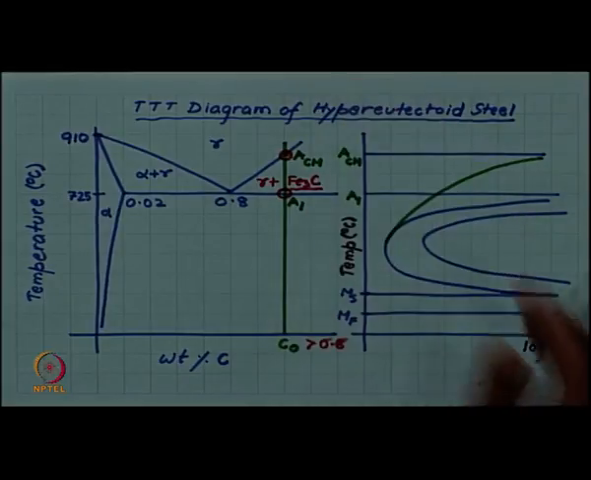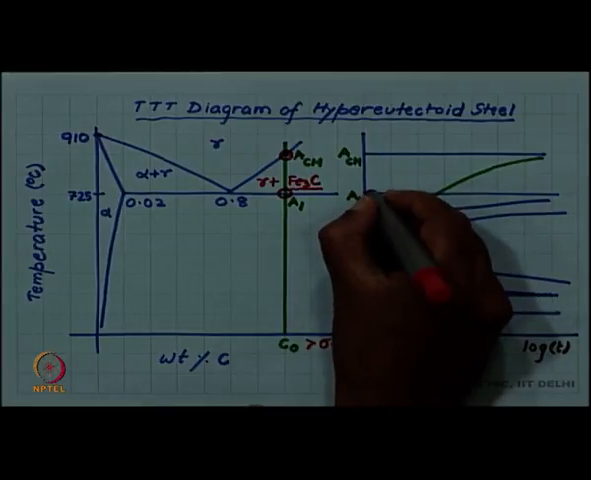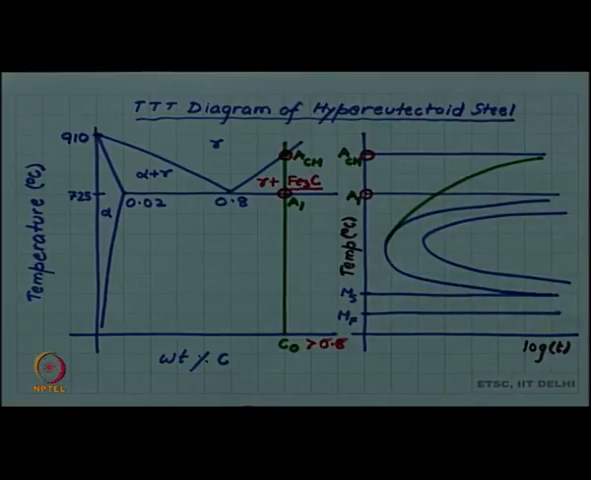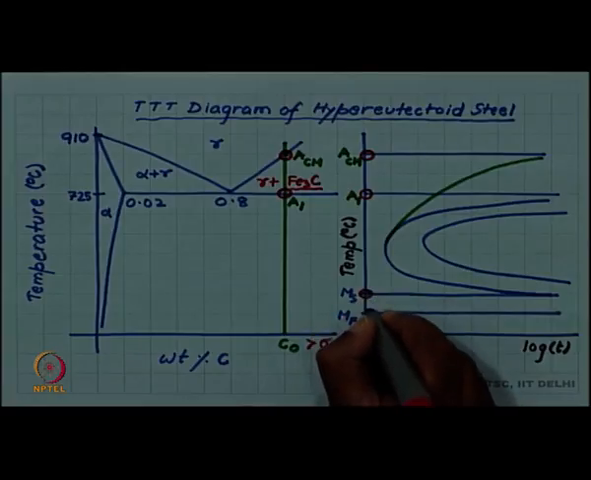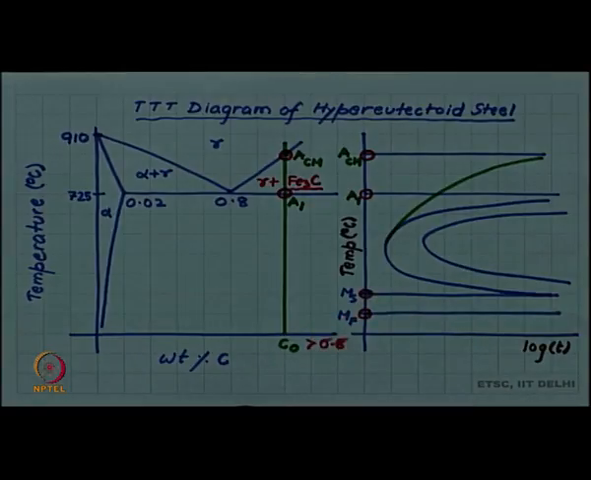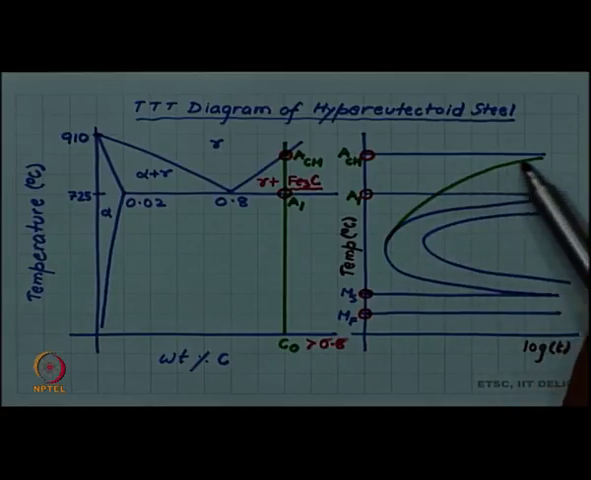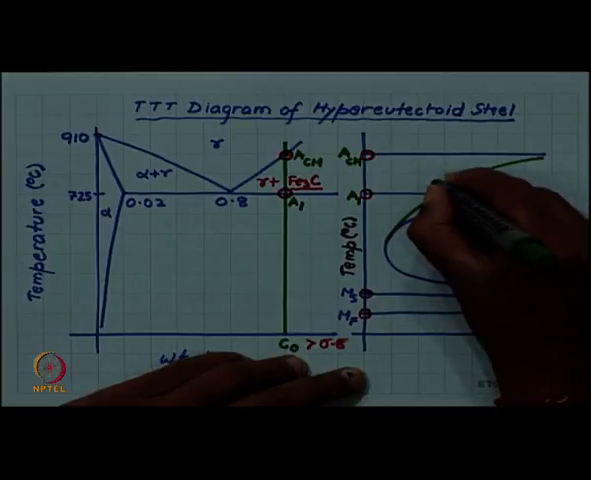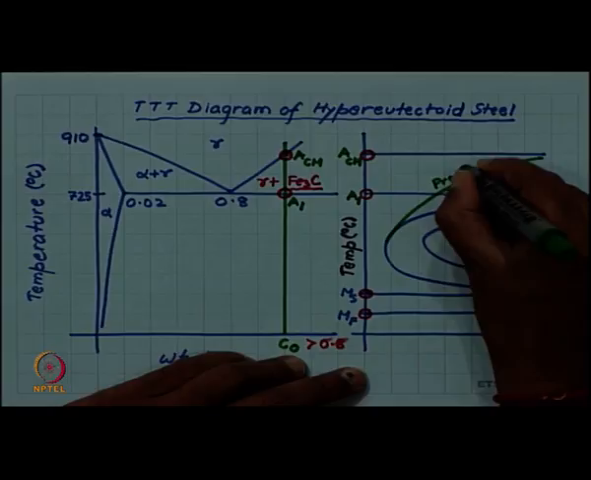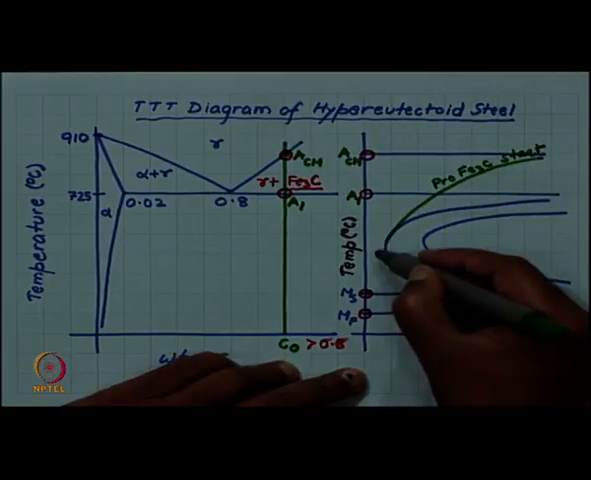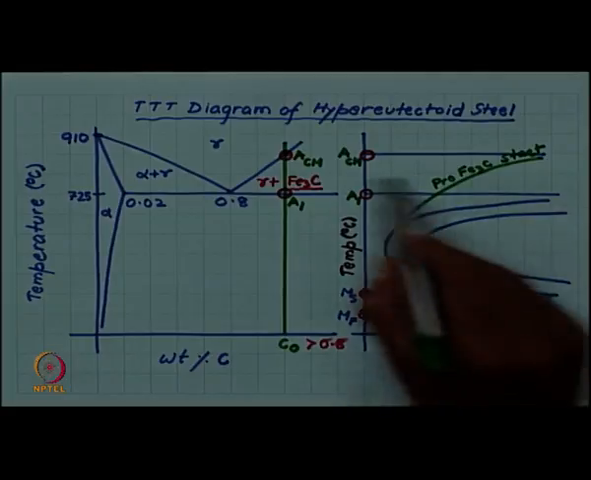So, I transfer this onto the temperature axis of the TTT diagram. I have A1 here and ACM here, and the two corresponding horizontal lines. Again you have horizontal lines for MS and MF as well, and you have the start and finish lines for perlite and bainite, but at the same time you have a line representing the start of proeutectoid cementite. So, this is the pro Fe3C start. It starts at the nose and goes asymptotically to the ACM temperature.